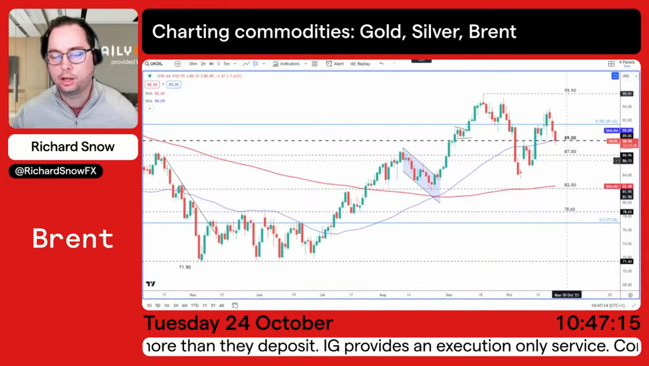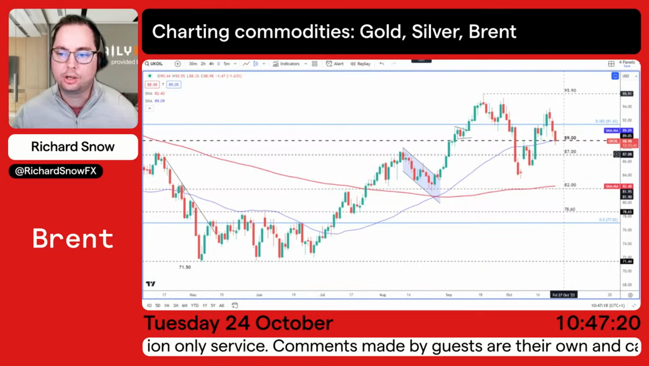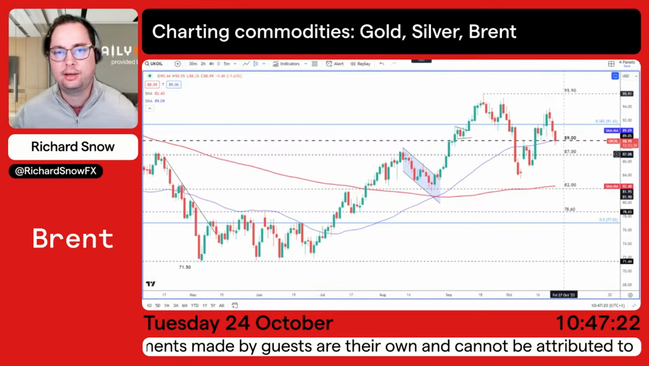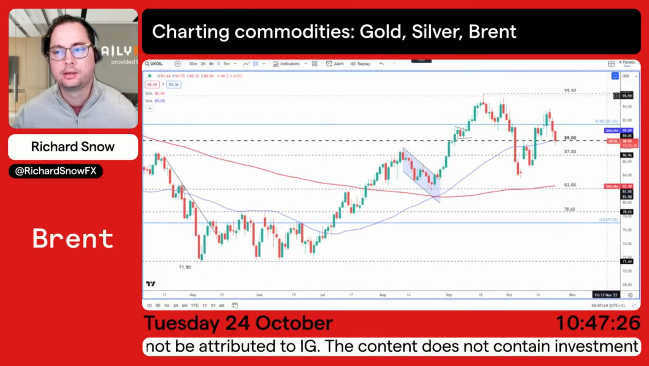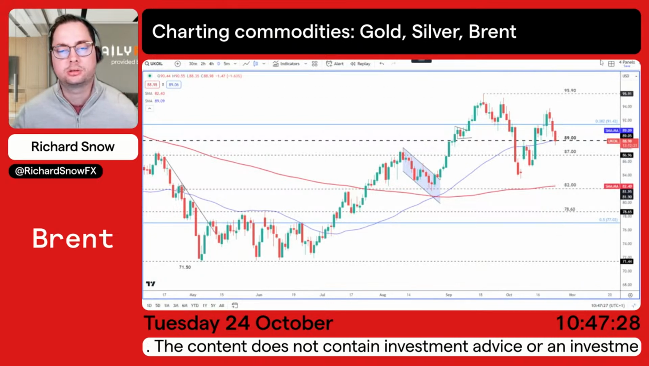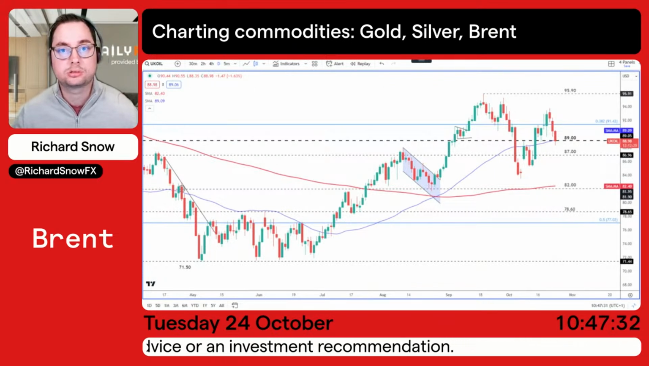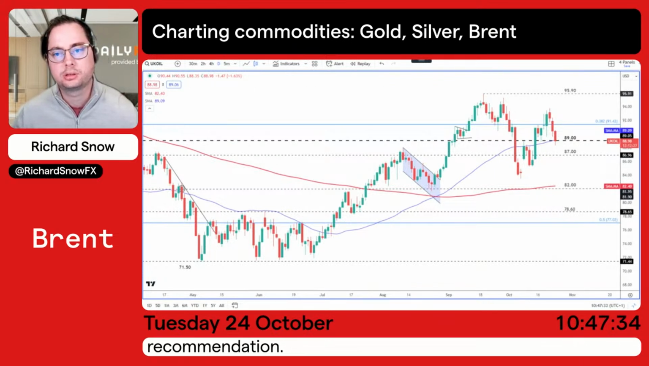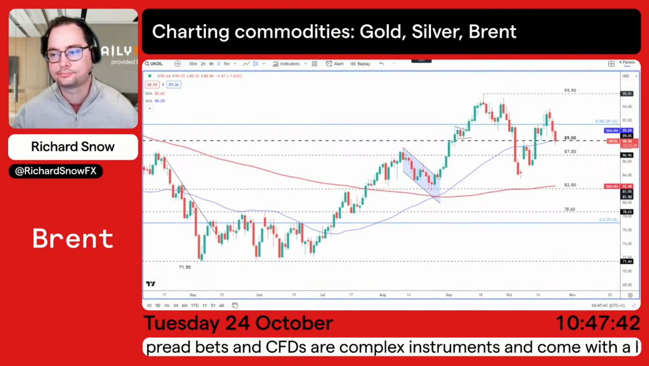Of course, a pullback lower could materialize, but oil markets still remain fairly tight as far as supply is concerned. We've got OPEC maintaining their existing oil cuts. Also got Saudi Arabia and Russia maintaining their additional discretionary oil cuts towards the end of the year. So the oil market, again, one that remains fairly reactive to incoming news flow.